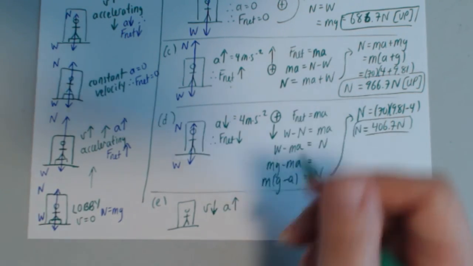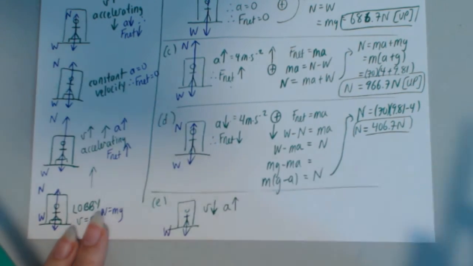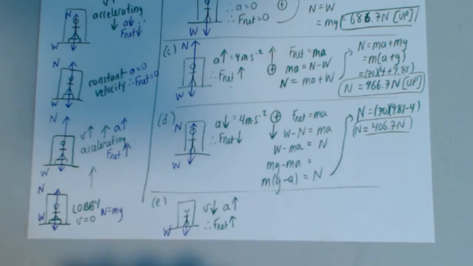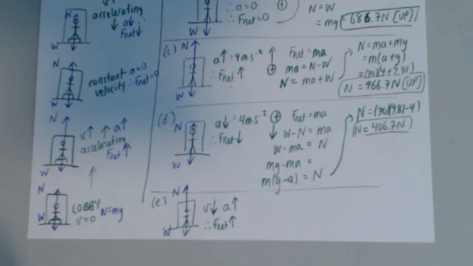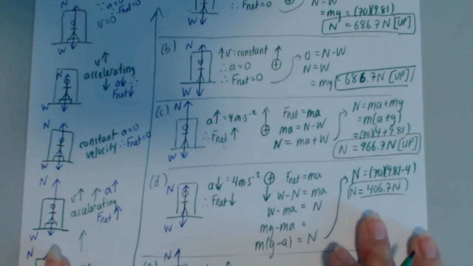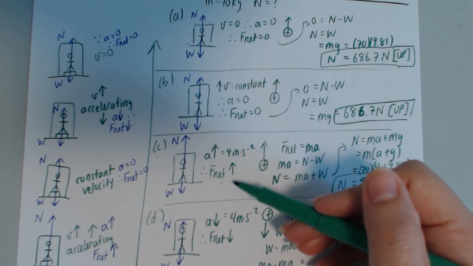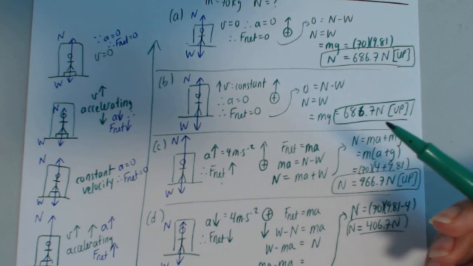Okay, so let me just go ahead and draw my weight. If acceleration is up, therefore net force is up. So therefore the upward force is bigger than the downward force. So there's my normal force. Well, if you think about it, that's pretty much what I had in part C. In part C, it was moving up with an acceleration. In part D, it was moving down with an acceleration of 4.